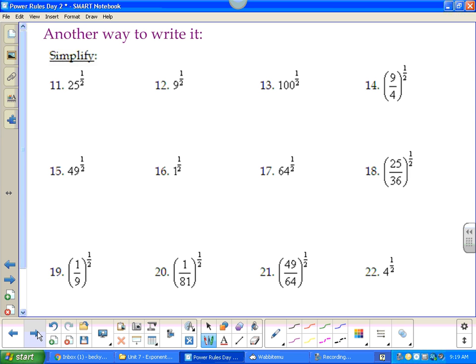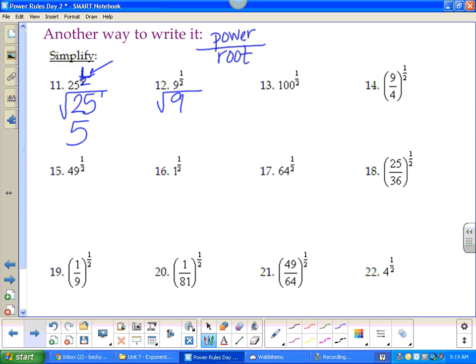This is another way to write square roots. When you have a power that is a fraction, the top of the fraction is the actual power. The bottom of the fraction is the root. So this is 25 to the first power, but then that's a square root. So this is the square root of 25 to the first power, which is 5. This is the square root of 9 to the first power, which is 3.